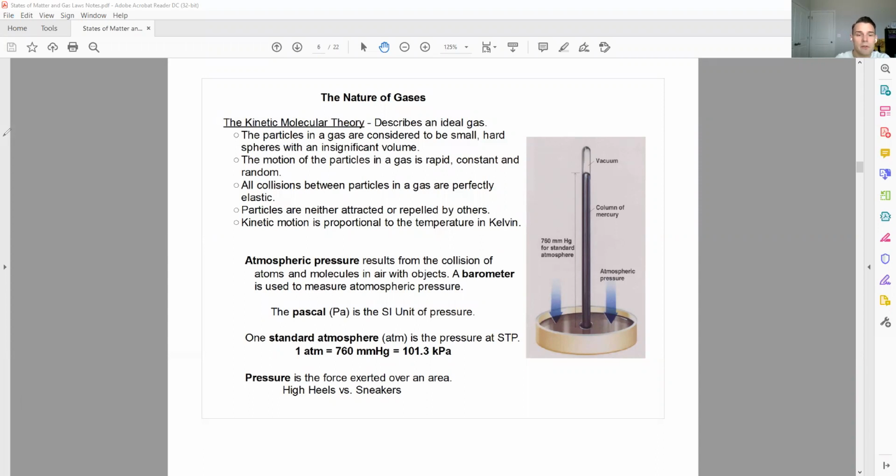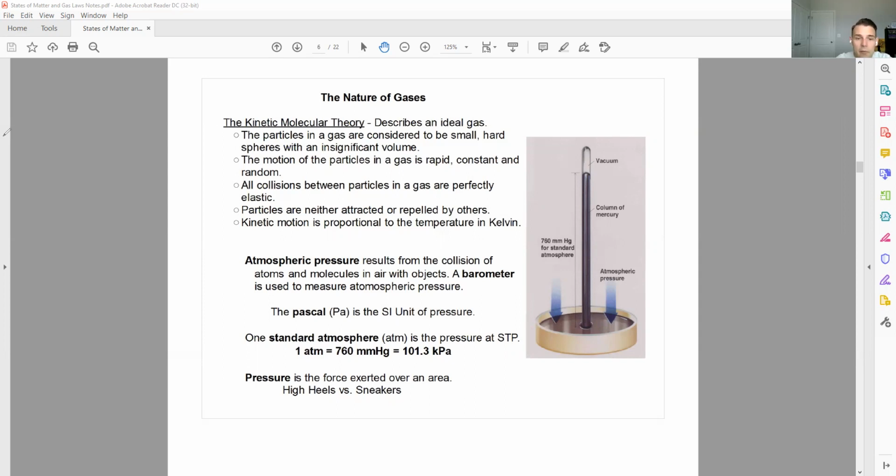So we're going to start off here with the kinetic molecular theory, which is used to describe an ideal gas. There is a difference between what is known as a real gas and an ideal gas. Real gases are the gases in the atmosphere, the ones that are around us. But when we talk about gases, we think of them as ideal gases because basically it just makes it easier for us to do all the calculations that we need.